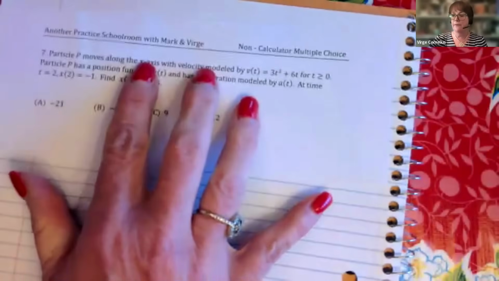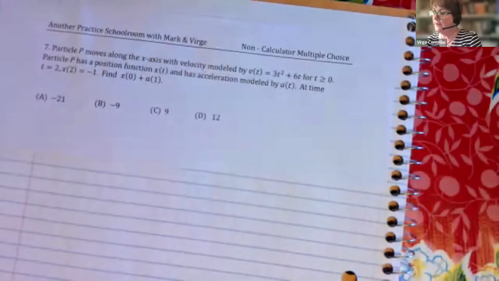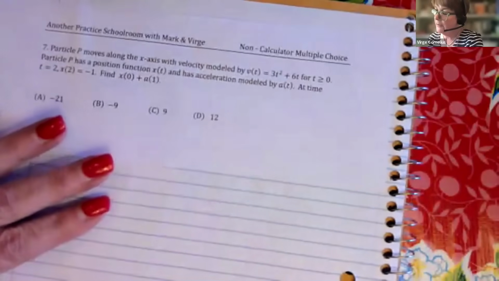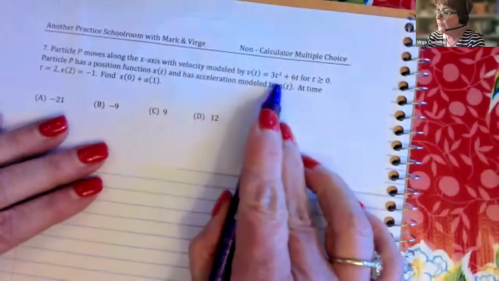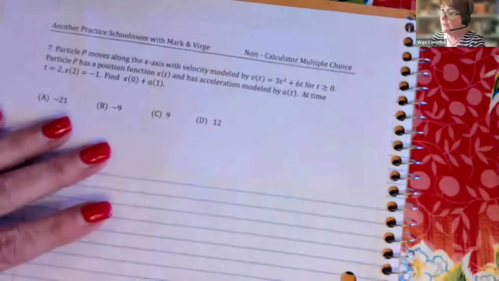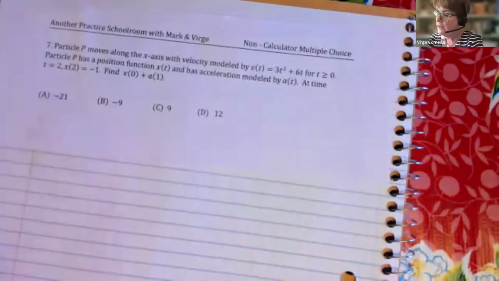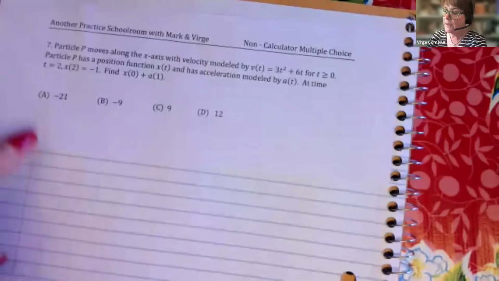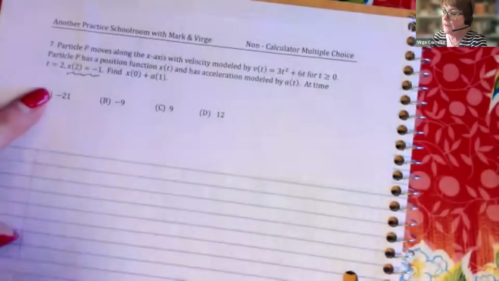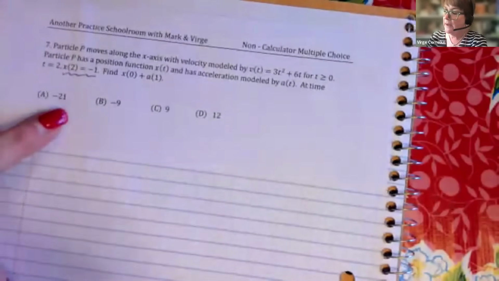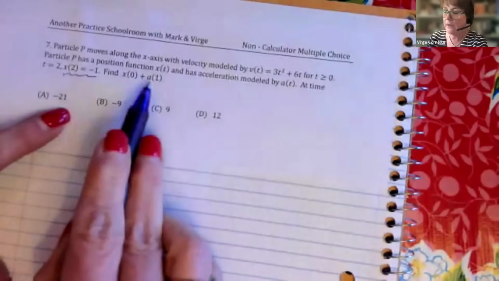Okay, so here's number 7. Particle P moves along the x-axis with velocity modeled by v of t equals 3t squared plus 6t for t greater than or equal to 0. Particle P has a position function x of t and has an acceleration modeled by a of t. At time t equals 2, x of 2 equals negative 1. That sounds like an initial condition to me. And then we're supposed to find x of 0 plus a of 1.